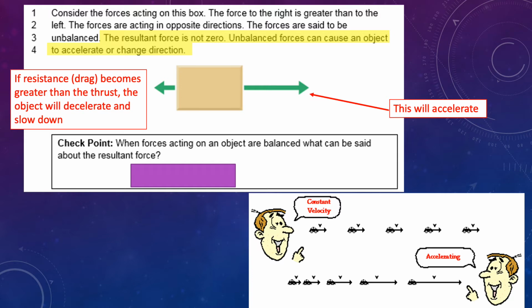So let's quickly answer this checkpoint question. When forces acting on an object are balanced, what can be said about the resultant force? So if they're balanced, the resultant force is going to be 0, because they're in opposite directions.